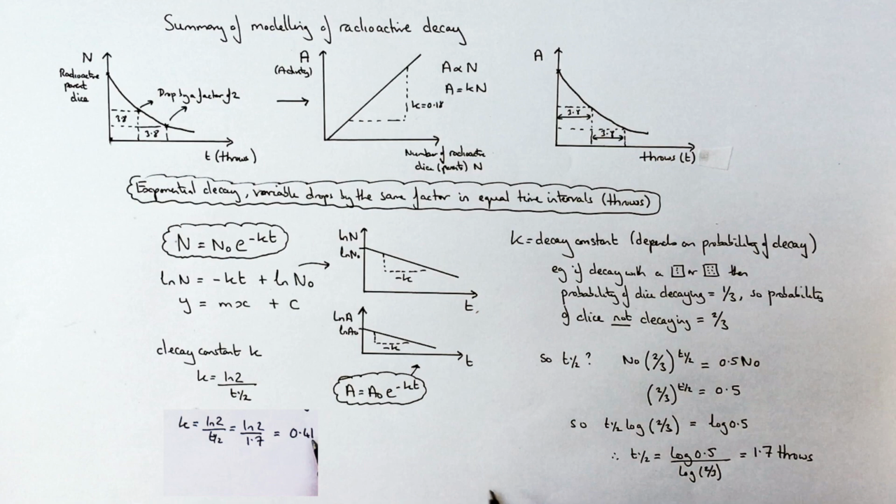In the next video, we'll look at how we apply these types of equations to radioactive decay, including using Avogadro's constant to work out the number of particles in a sample.